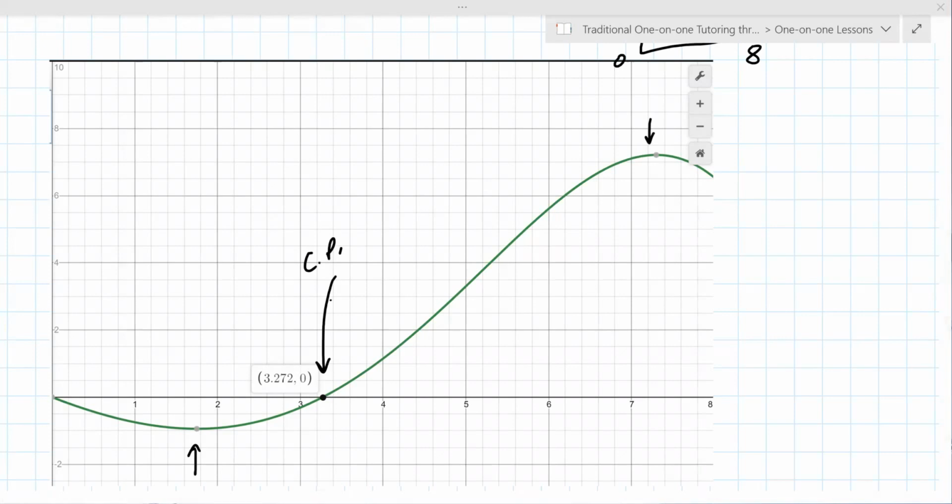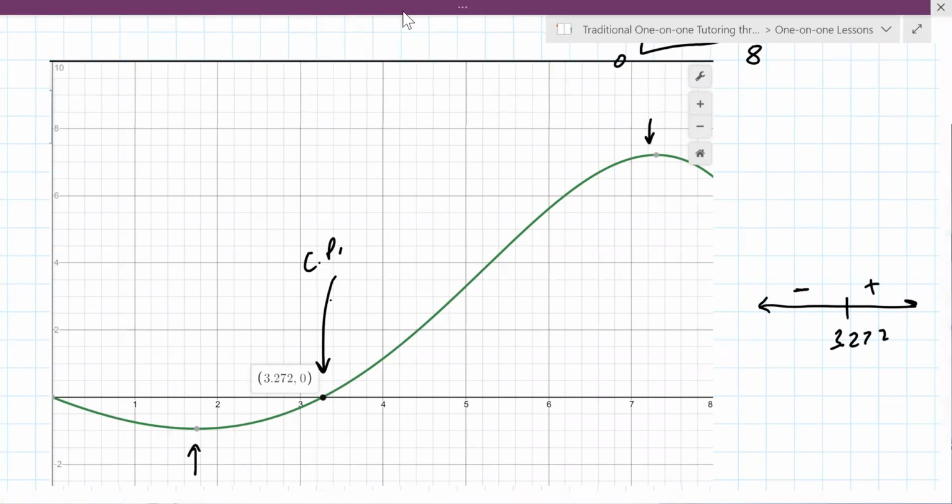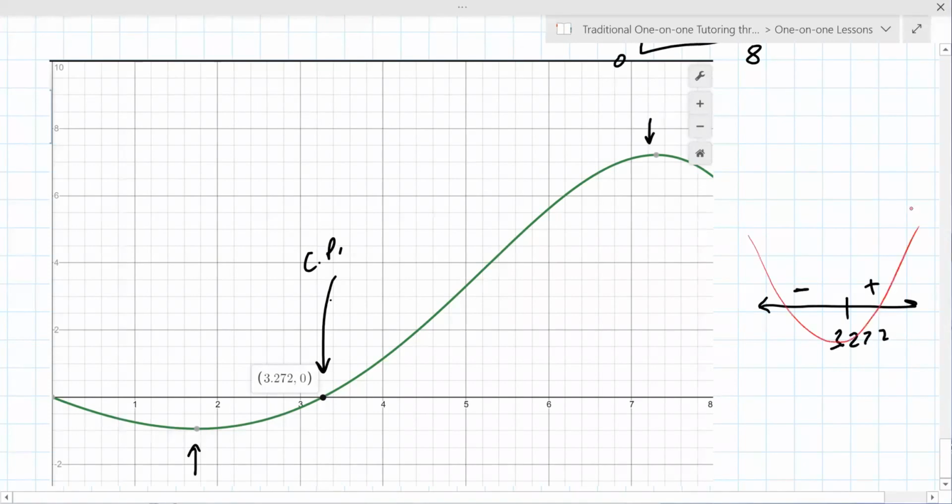So the derivative changes sign. It goes from negative in this region to positive. And so I would prefer to make a sign chart. Let's assume you got 3.272 and it goes from negative to positive. That means the original function is decreasing. It's going down and coming back up. That's why it's a min there. Okay.